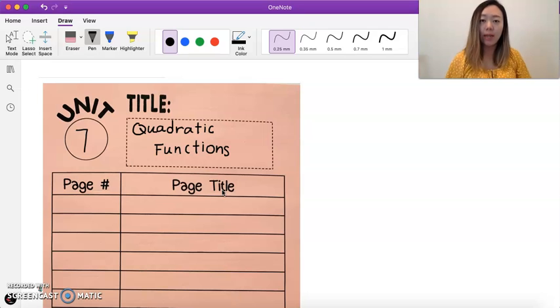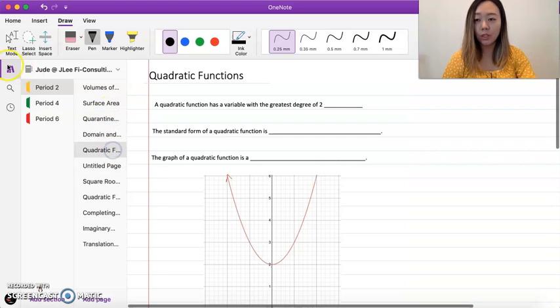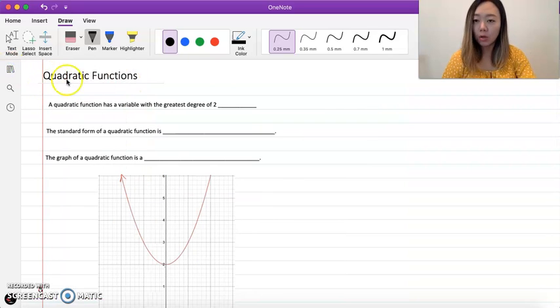And if it's organized, it'll be easier for you to use it next year if you need to review or look at what we did before and whatnot. So try to keep up with the table of contents. So why don't we go ahead and begin? The very first notes for today is called quadratic functions. So go ahead and title your notes quadratic functions.